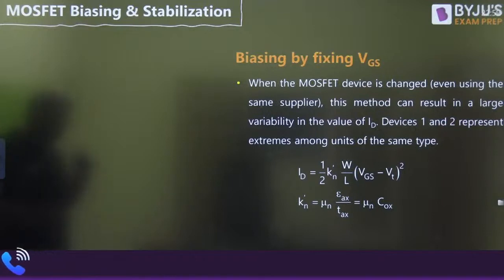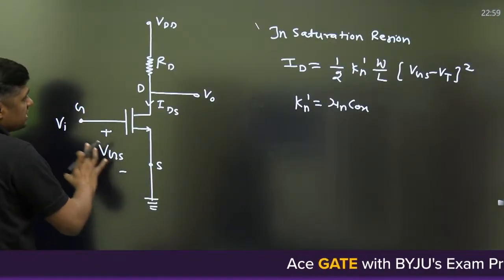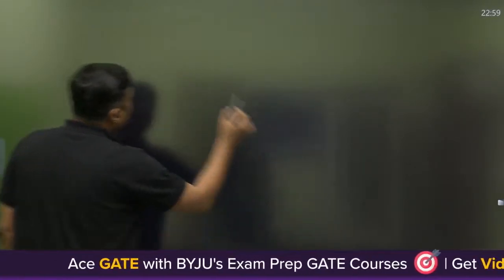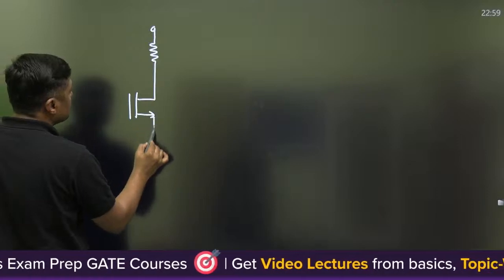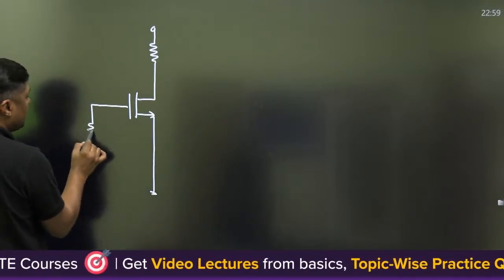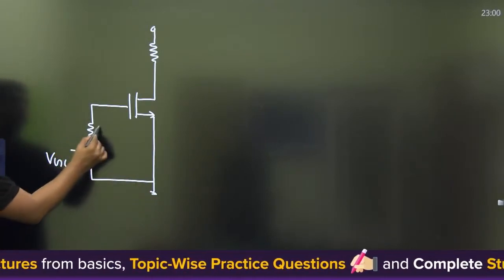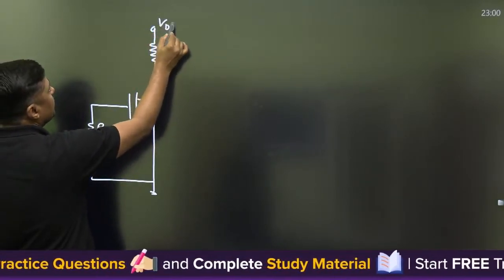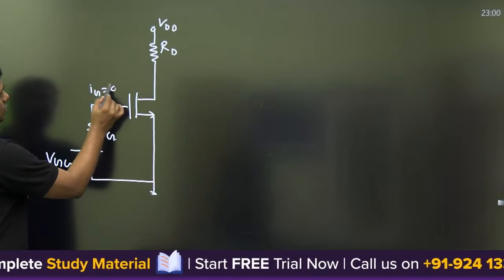First of all, biasing by fixing the value of VGS. This is the first case, already I have given. We have to fix this VGS. There are different ways to fix this VGS. First way, take the MOSFET here, and directly you can connect a battery here, VGG, like this is a 2-volt battery. This is the RG, in the range of mega ohm, RD, and this is the VDD. Very simple biasing. Remember guys, the input resistance is infinite. That's why IG is equal to 0.